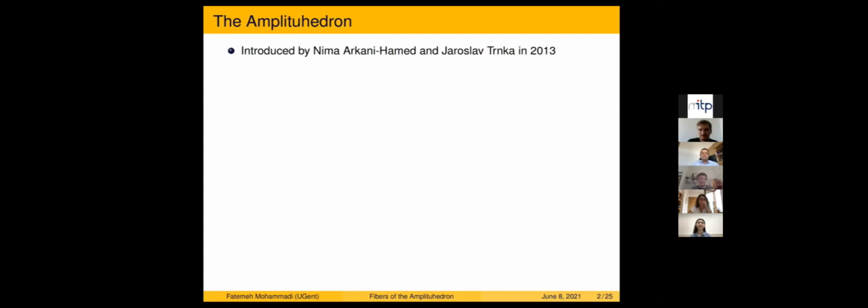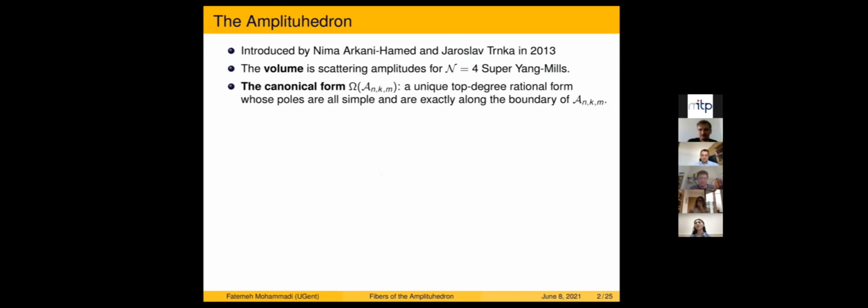So, okay, let me start off with the main object of study here, namely the Amplituhedron, introduced by Nima Arkani-Hamed and Jaroslav Trnka in 2013. As you know, the geometric properties of this object are the focus of the study. Namely, we would like to understand the volume of this geometric object and various invariants associated to it. Most importantly, the canonical form of the Amplituhedron: this geometric object comes with a unique top degree rational form whose poles are simple and all happen along the boundary of this object, and we would like to understand this canonical form and compute it.